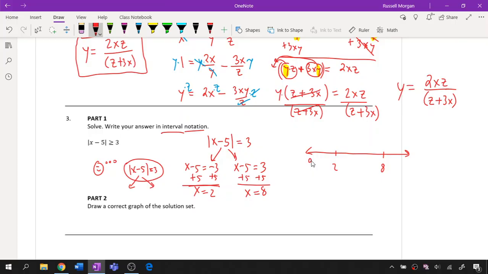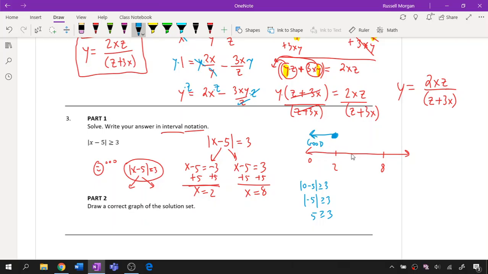I could test 0. 0 would be over here. Testing that, I can say the absolute value of 0 minus 5, is that greater than or equal to 3? Of course, 0 minus 5 is just negative 5, and the absolute value of negative 5 is just 5. And 5 is greater than or equal to 3. This is the good side. Which means we actually could be equal to 2 because we could equal that thing. And then this side is good.